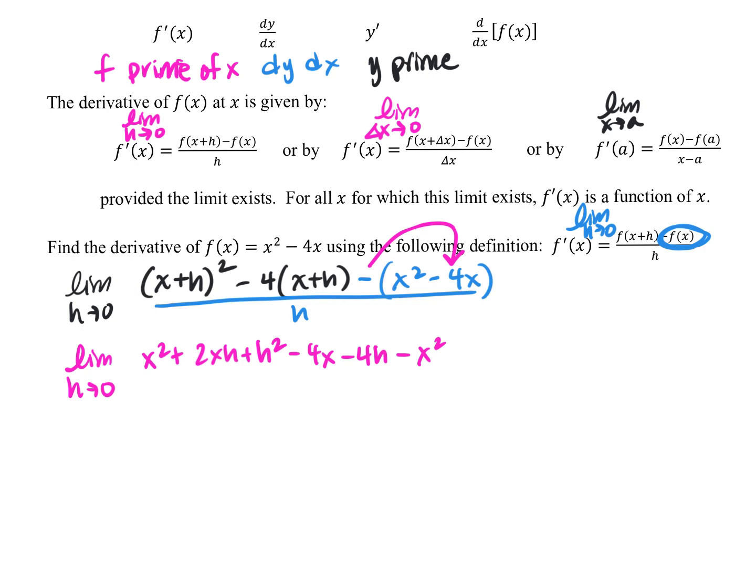So negative x squared plus 4h. Yes, and that's why those parentheses are crucial. All over h. Good job. Does anything cancel out nicely? Yeah, we got the 4. Ooh, x squared's out, 4x is out. Yep. What are we left with?